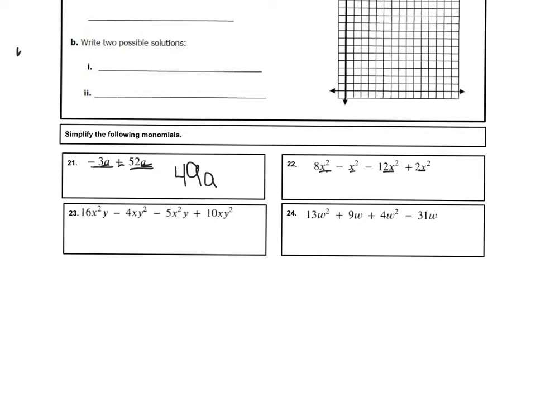So all we're going to do is add or subtract the coefficients. Remember, this x squared here is going to be minus 1 or negative 1. So 8 minus 1 is 7. Minus 12 would be negative 5. And then plus 2 would be negative 3.